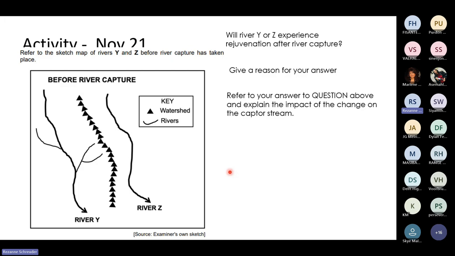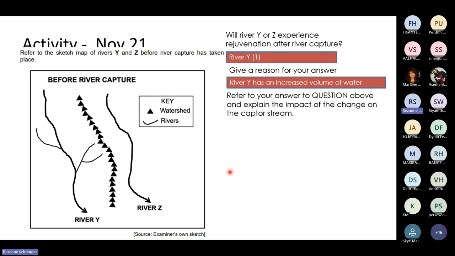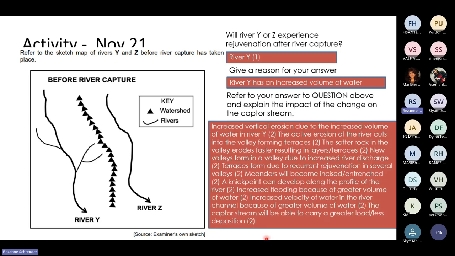All right, now you had to draw your diagram, and then the question asks, will river Y or Z experience rejuvenation after river capture? River Y will be rejuvenated, and then give a reason for your answer. Then they ask you to refer to your answer to the question above and explain the impact of the change on the captor stream, in other words, the robber stream. So let's have a look. River Y, the reason is that it has now got the power of river Z. This is a lot, but don't worry, I will make sure that you get these answers.